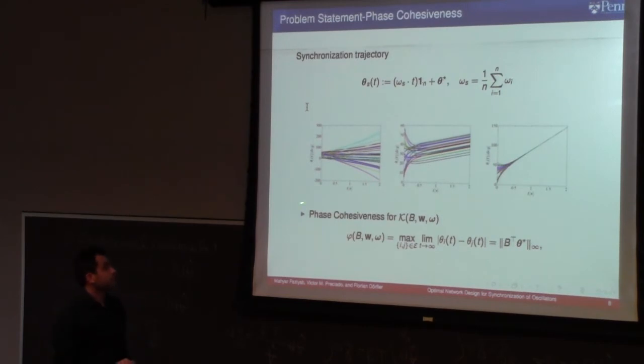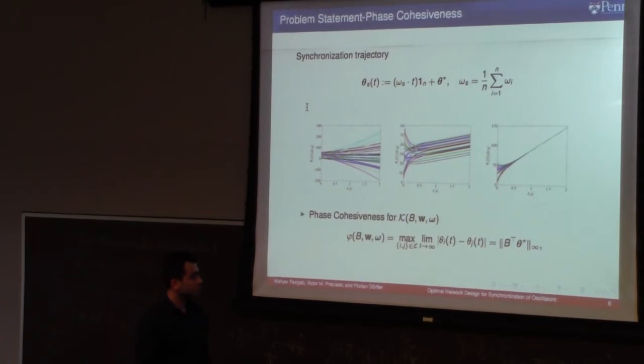So you can see that we have a spectrum of different behaviors. For quantifying this behavior, we define phase cohesiveness for the Kuramoto model described by B, W, and omega as the edgewise maximum asymptotic phase difference across the edges, right? So intuitively, it is the maximum gap that you can see in the steady-state phase along the edges, right? Which in vector form is the infinity norm of B transpose theta star. Theta star is the constant term that appears in the synchronized trajectory, right?